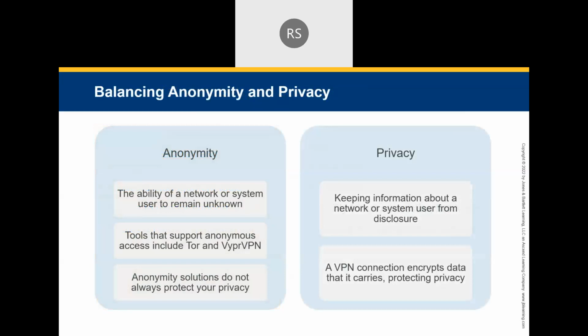Now, privacy, on the other hand, involves keeping information about network or system users from disclosure to unauthorized parties. One effective way to safeguard privacy is through the use of a VPN, which encrypts the data transmitted over the internet. It makes it unreadable to anyone intercepting the traffic. So, by establishing a VPN connection, users can protect their online activities, communications, and sensitive information from being accessed or monitored by third parties. You want to find a balance there to evaluate your needs.